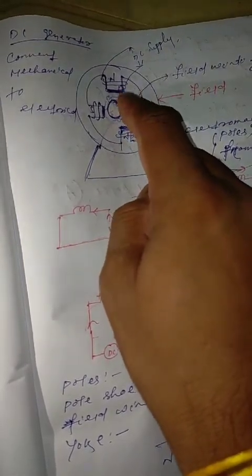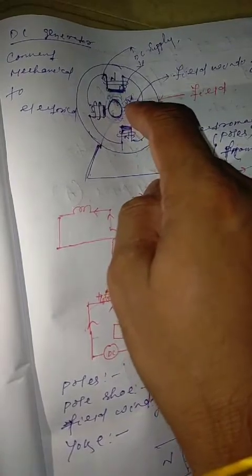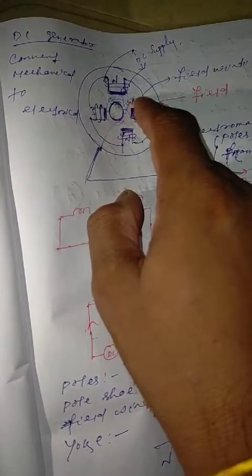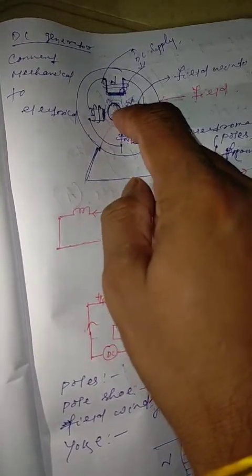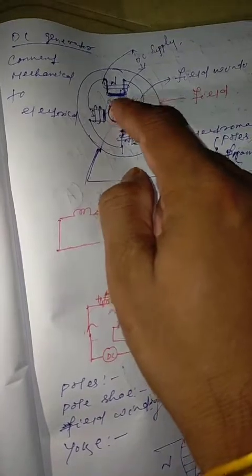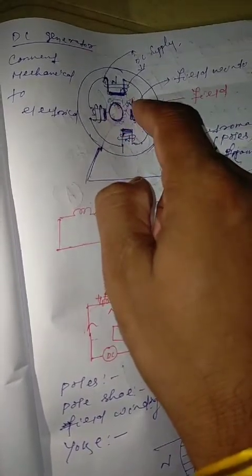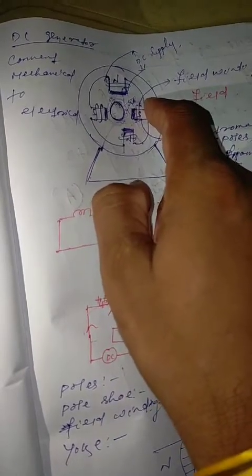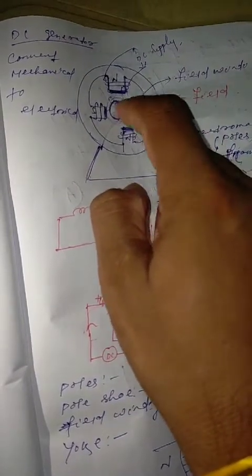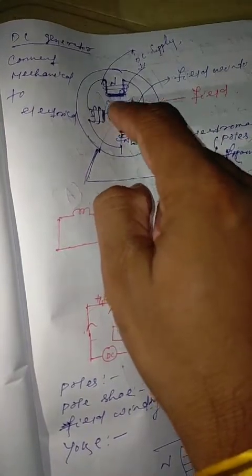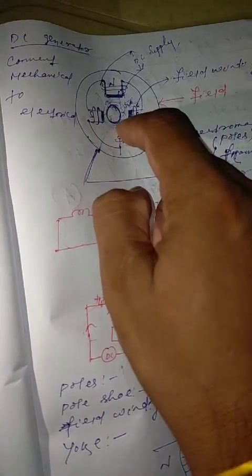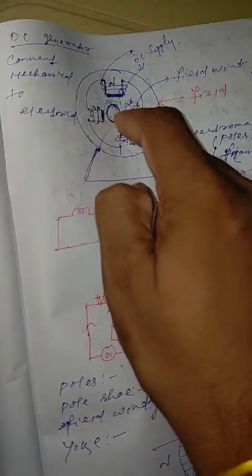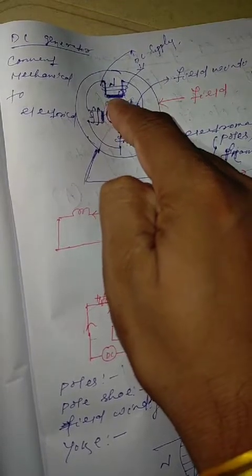A very small amount of magnetic field or magnetic flux will already be present in these windings. Once it is rotated, whatever EMF is induced will depend on the flux, because it is P and phi Z. As it is directly proportional to phi, a very small amount of EMF will be induced here. That induced EMF will produce some current, and that current flowing through the armature conductor will again produce some flux in the armature conductor.